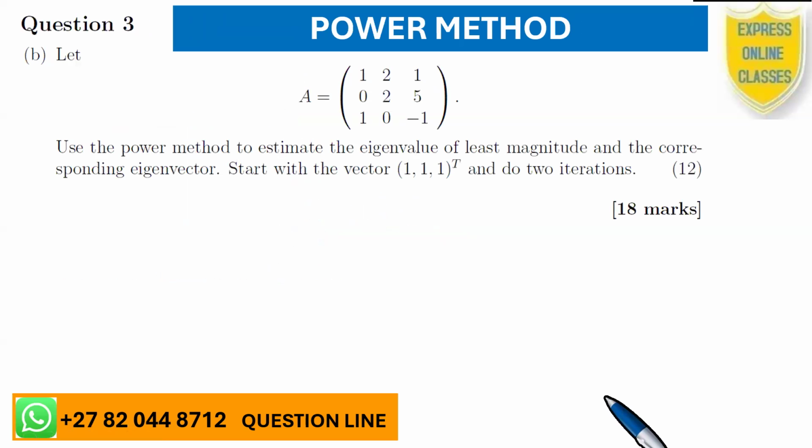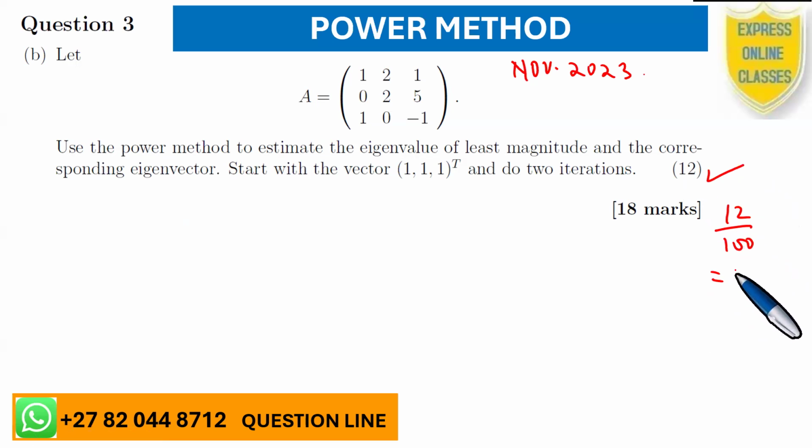Okay. The next one is rather a bittersweet moment. These questions we are doing are not just because we love doing them, but it's November 2023 and we are trying to look at what the students have to contend with, process the questions, make sense of them, but most importantly, answer the questions for 12 marks. If you get this question alone, you've already passed. The paper is out of 100, and 12 out of 100 is 12%. One question, 12%. You passed. Let us deal with this particular question.